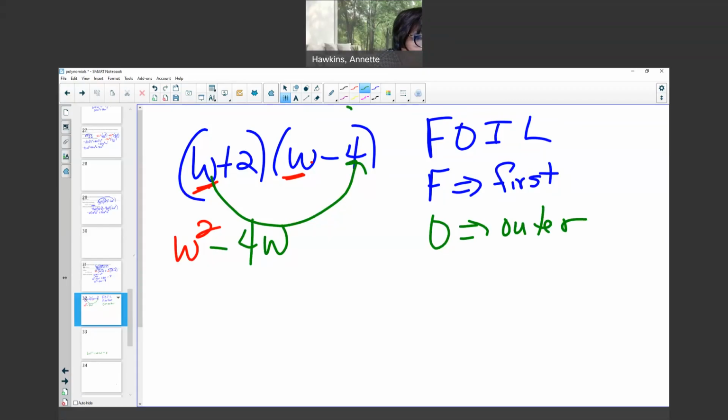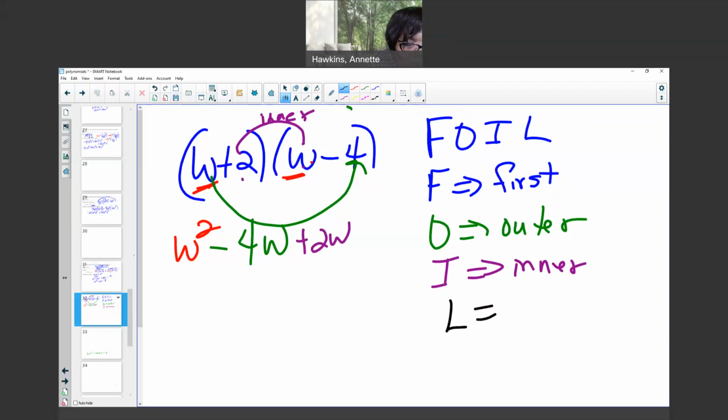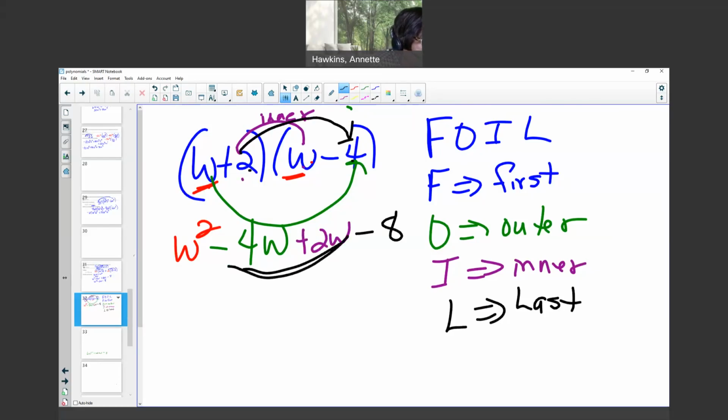O, the I stands for inner. This would be inner. 2 times W. And then L stands for last. We multiply the last terms in the parentheses. 2 times negative 4 is minus 8. And then we combine these right here. So this is W squared minus 2W minus 8. So that's another way that we can multiply this.